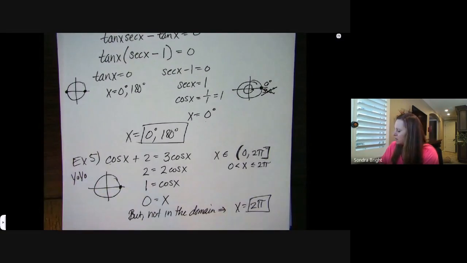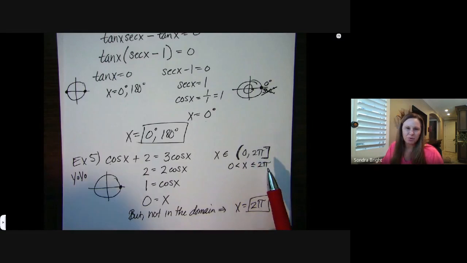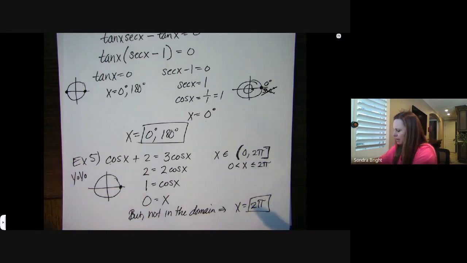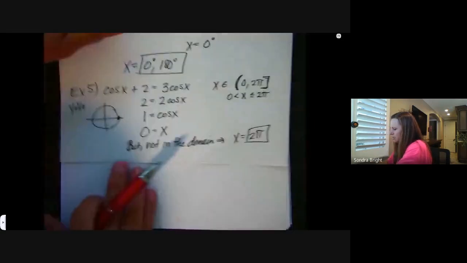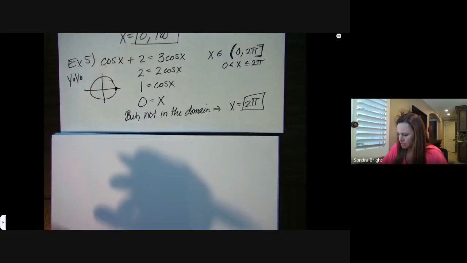It's very rare that you're going to see that. Most of the time, if it's 0 to 2 pi, it'll be a hard bracket on the 0 and a soft parenthesis on the 2 pi. That's what's normal. That's the only kind you'll see next year and the year after and all of that. It's very rare. This book likes to do these crazy domains. So anyway, all right.